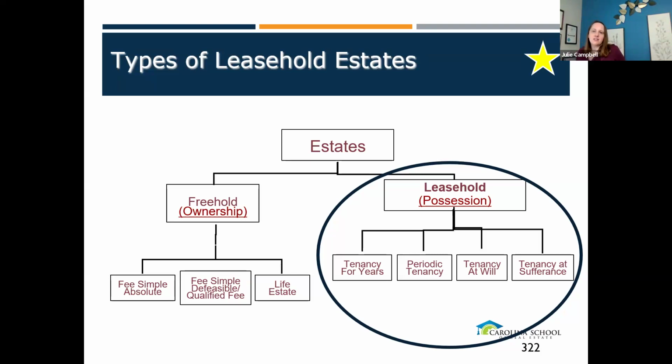What makes leases so interesting? It's a combination of the two. Somebody has a freehold estate, i.e. the landlord, and the other person, the tenant, has the leasehold. So we're combining our estates. We're combining our two different estates, just depending on if you're the landlord or the tenant, which one you have.